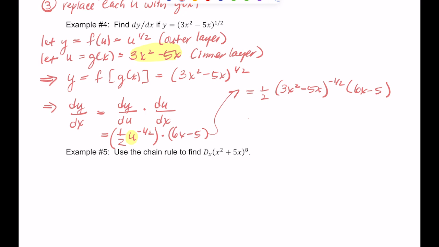Okay, and we can take the 6x minus 5 and leave it on top, right? If we multiply those things out, we know we would have to move this piece to the bottom because it's a negative exponent. So I'm just going to place that down there, and now it turns positive. So that would be your final answer.